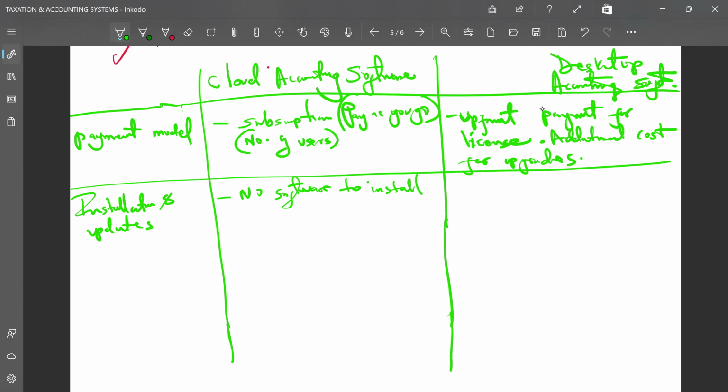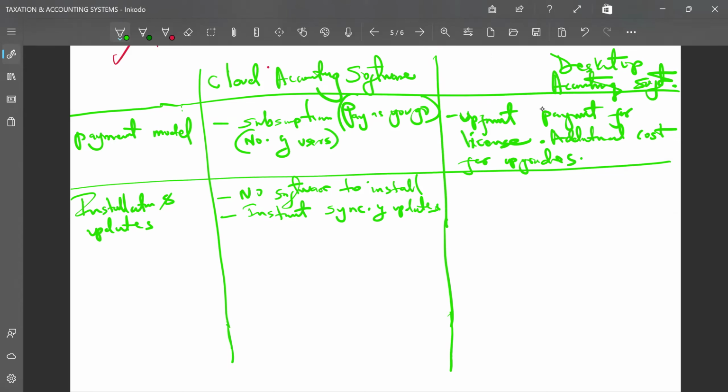No software to install. And when there is no software to install, because this is an online version, updates will always be done remotely by the vendor. And these new features that can be added by the vendor, the developers of the system, will be immediately available to all the users. So I can say instant synchronization of updates. The updates will be synchronized and available instantly to all users.